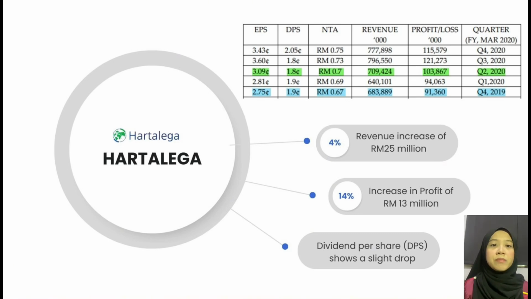This can be proven by the revenue growth, which rose by 25 million, indicating a 4% growth rate from Q4 2019 to Q2 2020. The same goes for profit, which increased by 13 million and shows a 40% growth rate. As for the net tangible asset and earnings per share, they also demonstrate growth. Even though the dividend per share shows a slight drop, it's still in a good range and still demonstrates strong performance in Hartalega's overall growth.